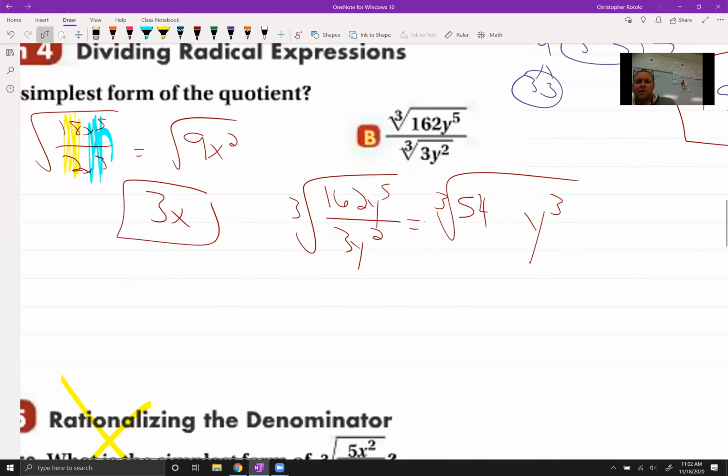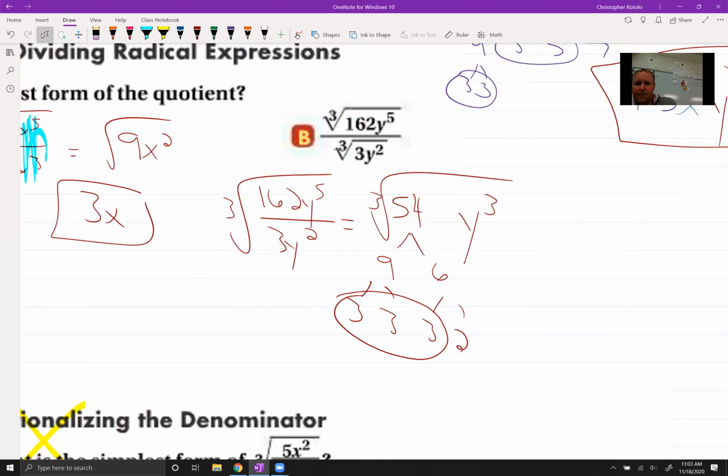So let's see what happens here. Y cubed is going to work out nicely, but we're going to work through this number first. 54, what do you think there? 9 and 6. So I get 3 and 3 and 3 and 2, all really close, right? So 27 would have worked in there. So that means I have a 3 on the outside. I have y on the outside. I have the cube root of the only number left over, which is 2, and there are no variables left over.